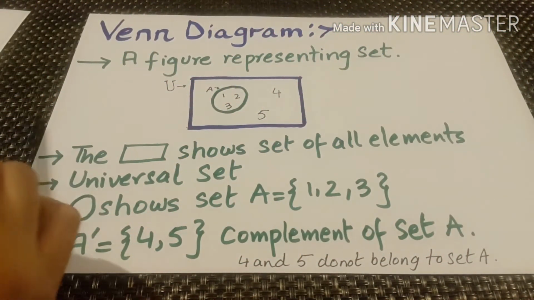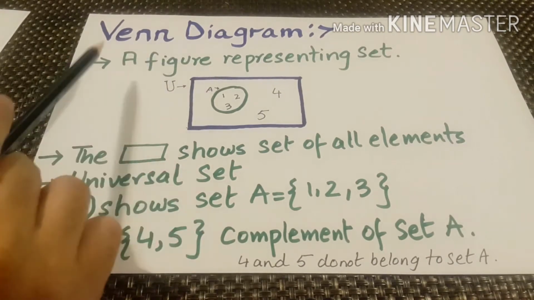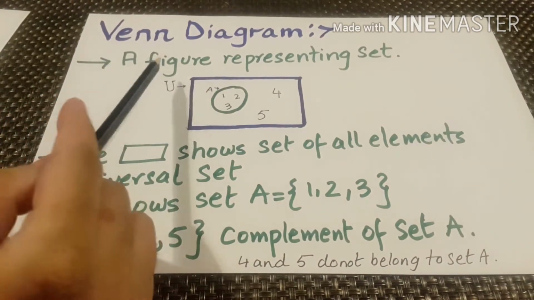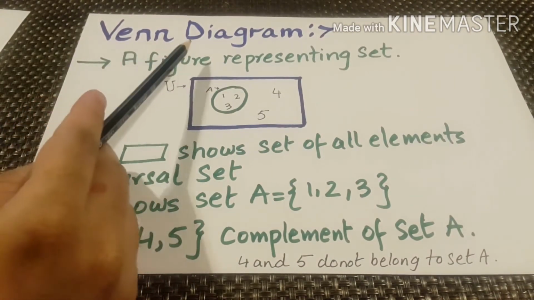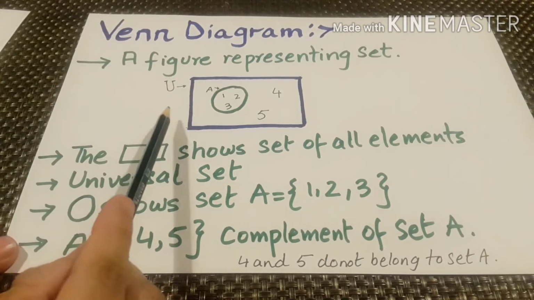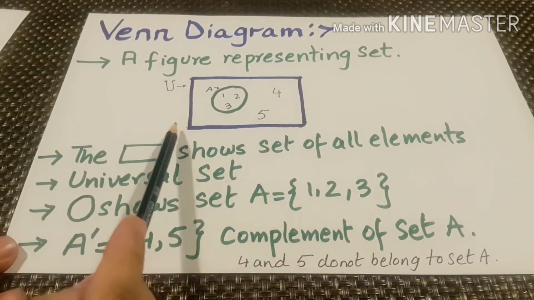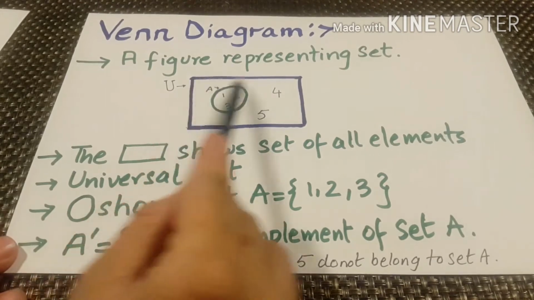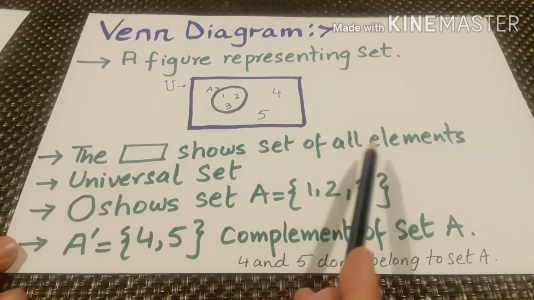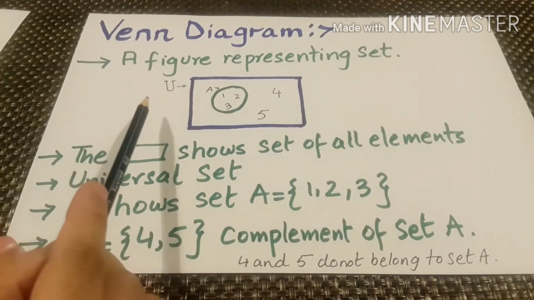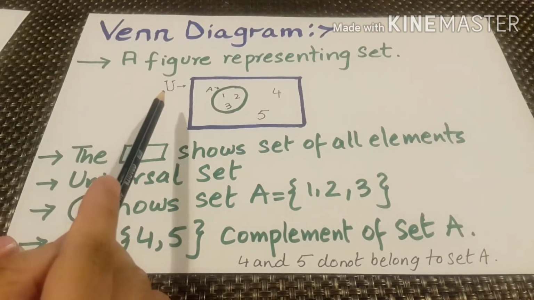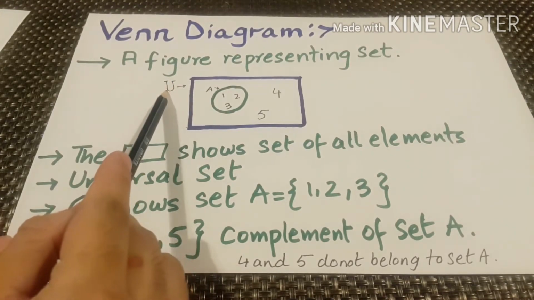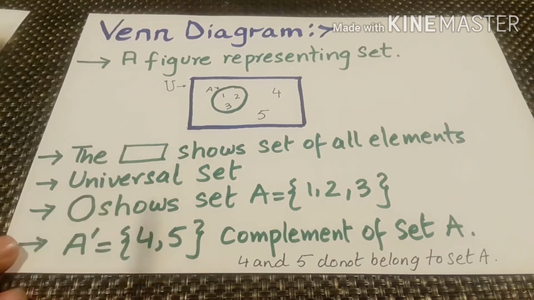Today our topic is Venn diagram. A figure representing a set is called a Venn diagram. This is a Venn diagram. This rectangle shows the set of all the elements. This is also known as the universal set and it is denoted by this symbol.